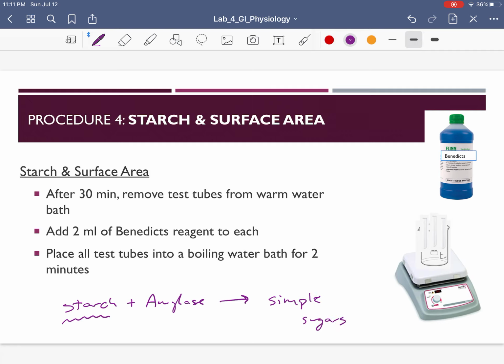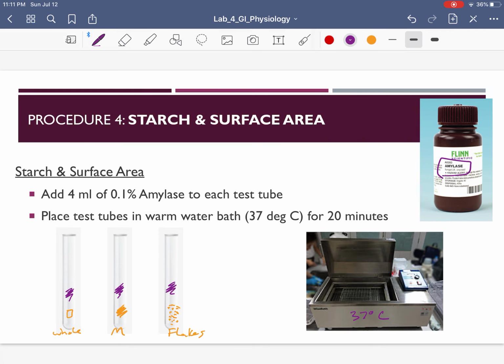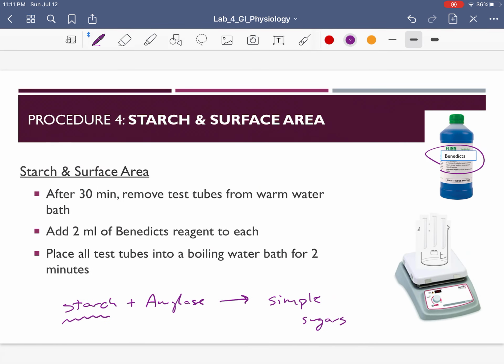Simple sugars. So that's why, after we pull these three potato pieces plus amylase out of the warm water bath, we're going to test them for simple sugar. You may recall our indicator solution for simple sugar is Benedict's, which requires the boiling beaker of water. So we're going to take these test tubes out of the warm water bath. We're going to add 2 mL of Benedict's to each test tube.